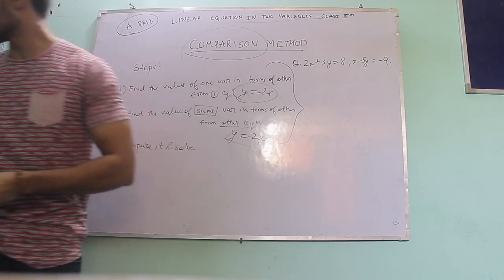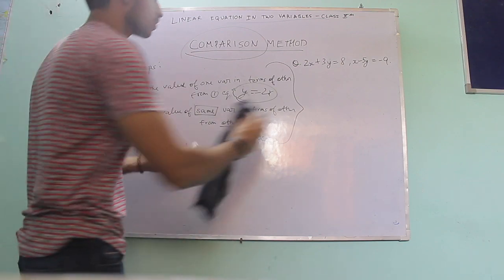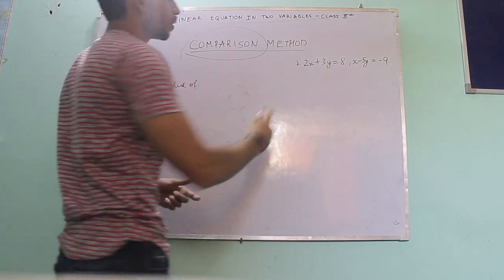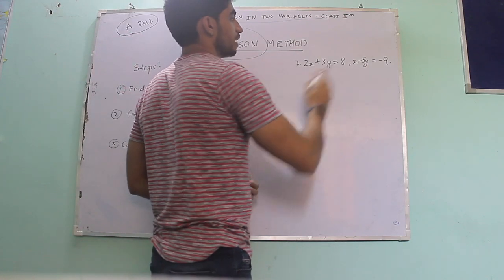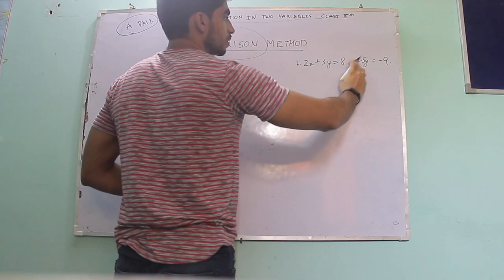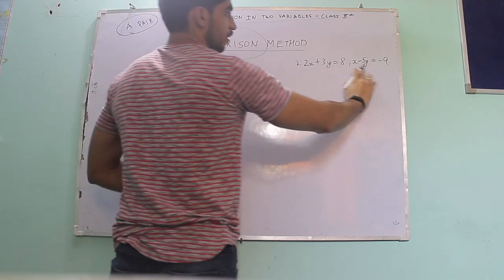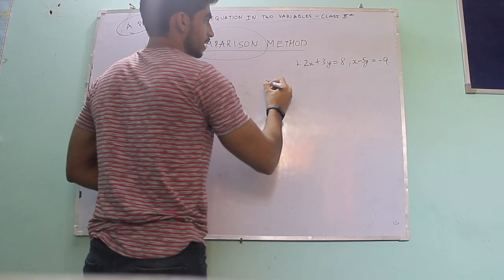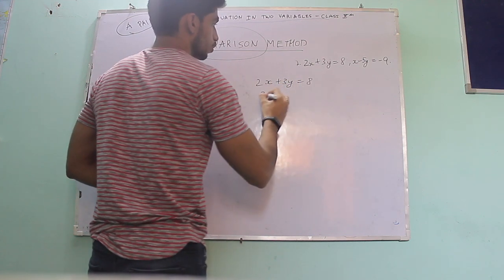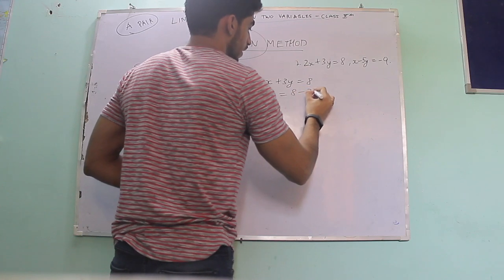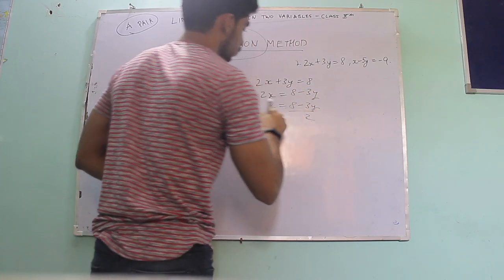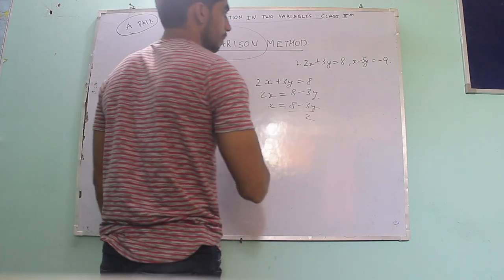So let's solve this particular question here. What is the question? 2x plus 3y is equal to 8, x minus 5y is equal to minus 9. So what we'll do, we will find one variable in terms of the other. Here we easily get 2x plus 3y is equal to 8, so 2x will be 8 minus 3y. So x will be (8 minus 3y) by 2. So this is one variable in terms of the other, first step.